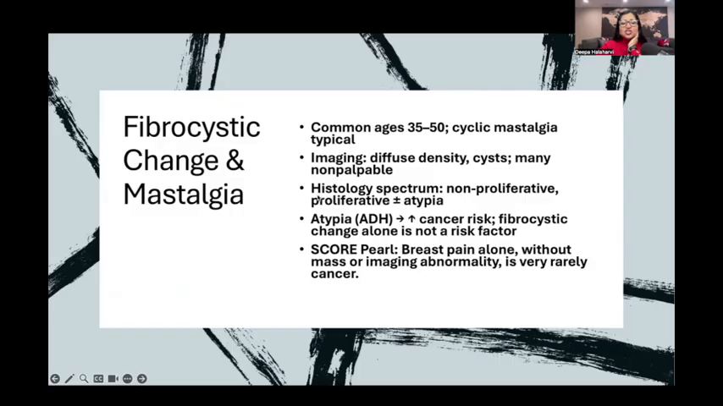So fibrocystic change and mastalgia are common between ages 30 to 50. Cyclical mastalgia usually comes every month right before periods and gets better after periods. On imaging, there are usually diffuse density cysts, and they are usually not palpable. And you can also have atypia, atypical ductal hyperplasia, which does increase the risk of cancer, relative risk by fivefold.